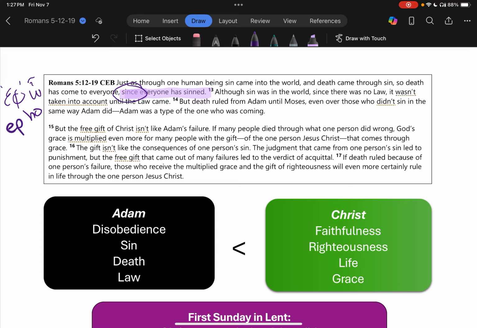Now, a literal translation of that. So basically this eph' here is a preposition, and hō is a relative pronoun. And so a literal way of translating that would be "in whom." And that's exactly how St. Augustine sees this verse when he reads it. And so he reads it as, just as through one human being sin came into the world, and death came through sin, so death has come to everyone, in whom all sinned, is the way that you would translate that in this case.